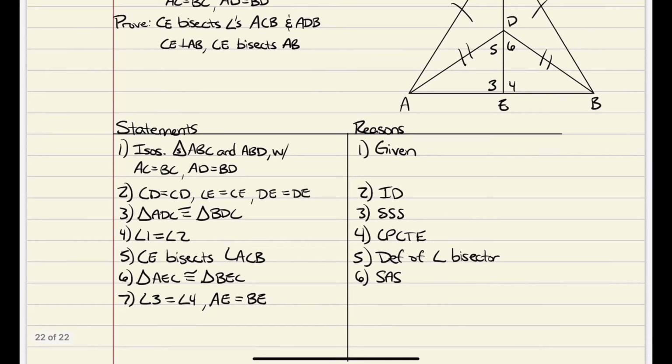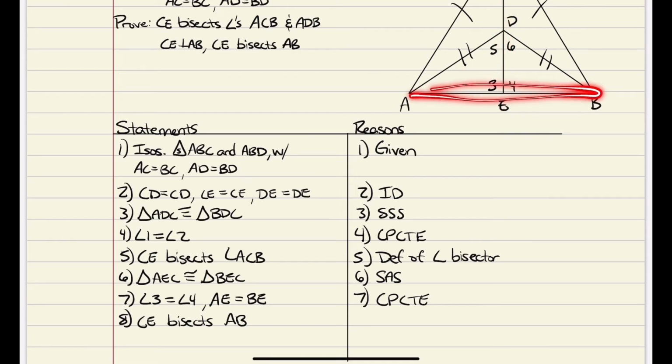All right, number 8. I'm going to state now that CE bisects AB. We just said that it was cut into two equal parts, and so this line right here bisects this base here. And so we can say that because of the definition of segment bisector.